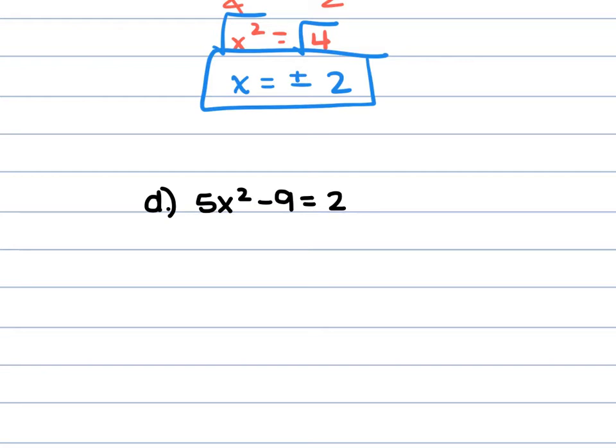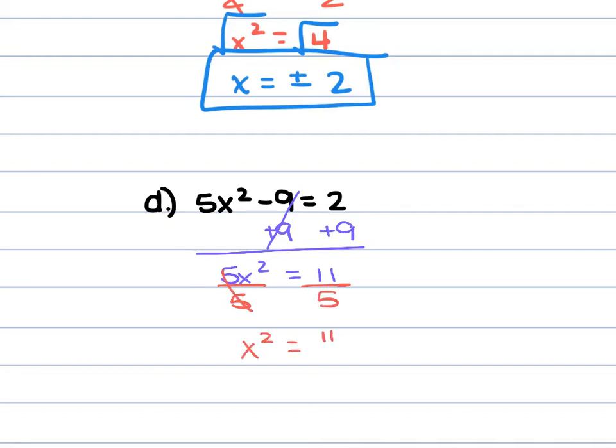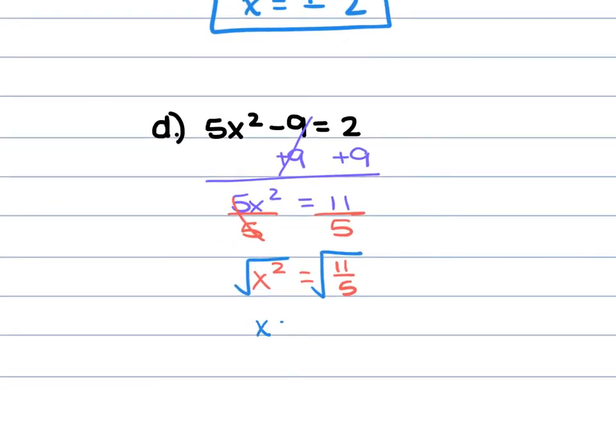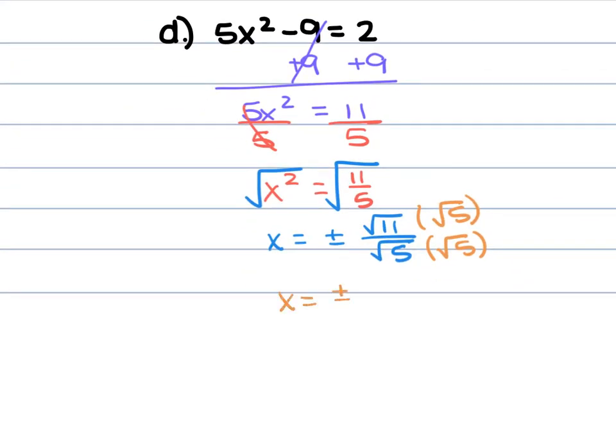For D, we have 5x squared minus 9 is equal to 2, so we're going to add the 9 to both sides. We have 5x squared is equal to 11. Then we divide each side by 5. We get x squared is equal to 11 over 5. We take the square root of both sides. So x is equal to plus or minus the square root of 11 over the square root of 5. Now with this, we are going to rationalize that denominator, which just means that we're going to multiply each of the top and the bottom by the square root of 5. So this is going to become x is equal to plus or minus the square root of 55 over 5.